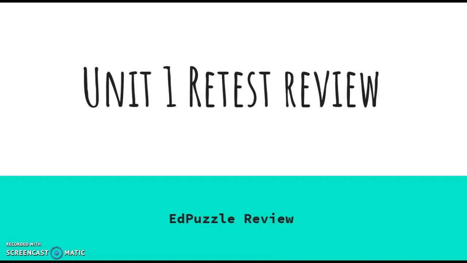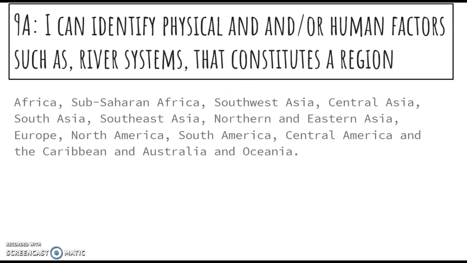It's important that you pay attention to what I'm explaining to you so that when you take your open-ended test, you have a good understanding of how to show mastery. For this test, you had 3 standards that the state wanted you to learn about: 9A, 9B, and 20A. We're going to start going over 9A.